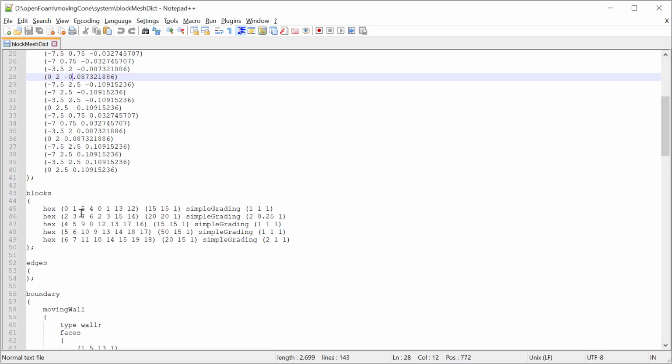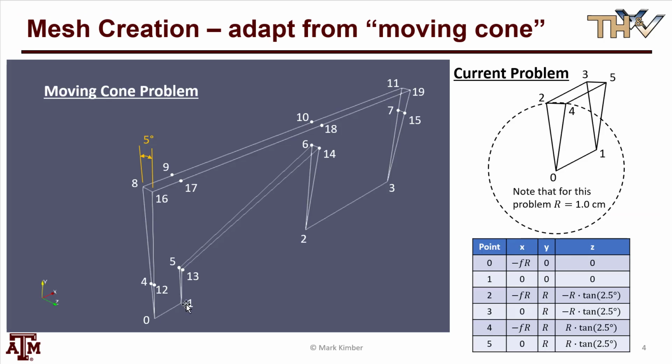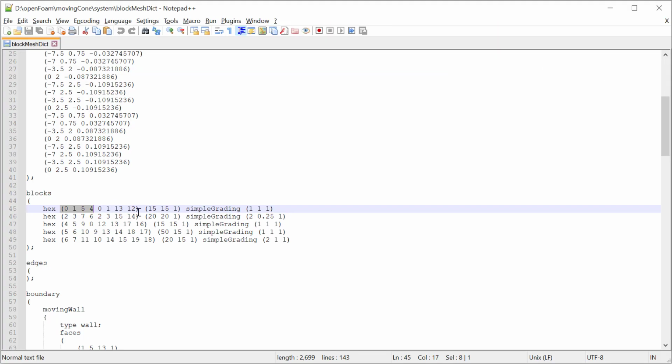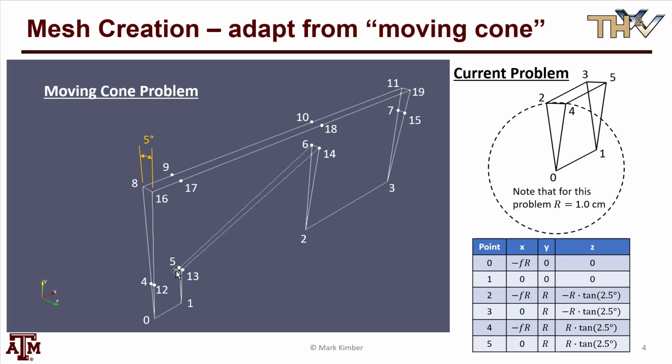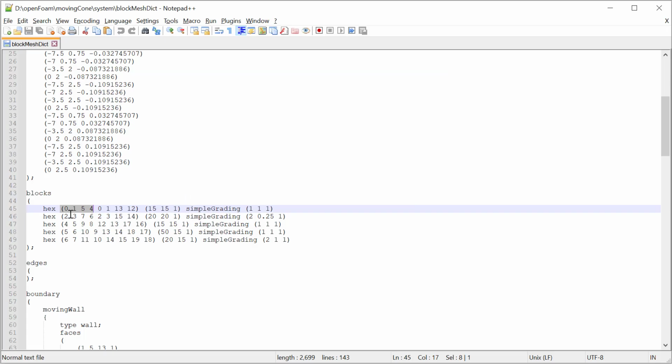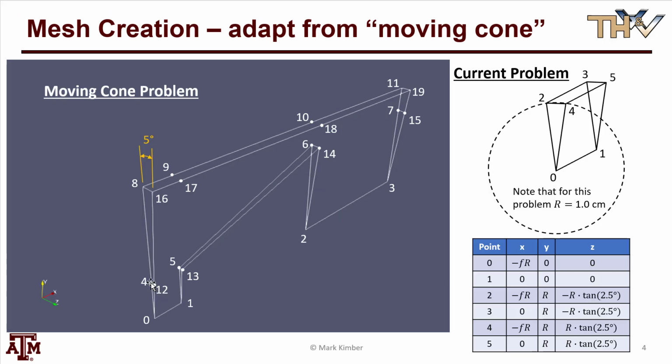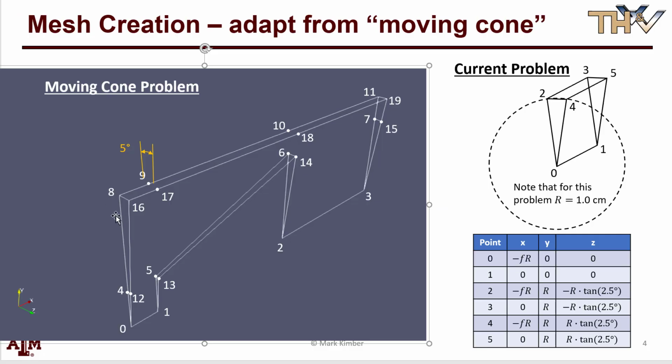And then as I go and I look at the blocks that are being created, let's take this one as an example, 0, 1, 5, 4. So I have 0, 1, 5, 4, that's on the back side. And then I go 0, 1, 13, 12. So that block is the wedge that's closest to my axis. And you'll notice that as I create the rest of these, I've got a block here, I've got a block here, there's 2, and then I have 3, 4, and then 5. And those are my 5 blocks.